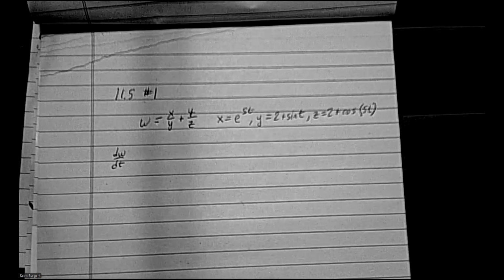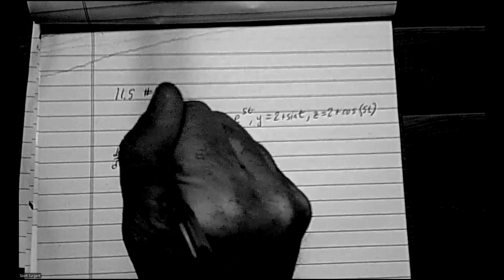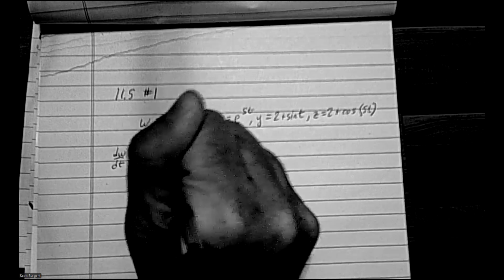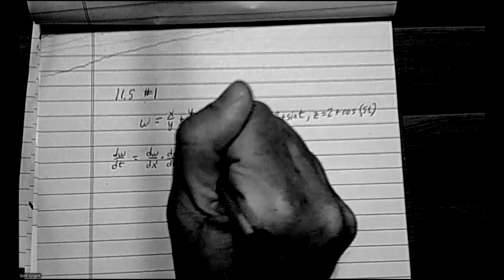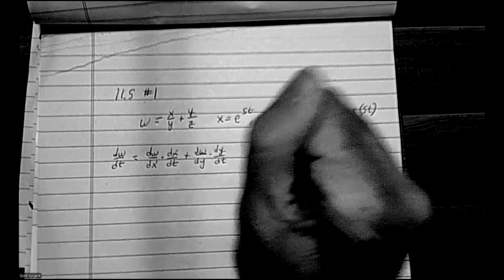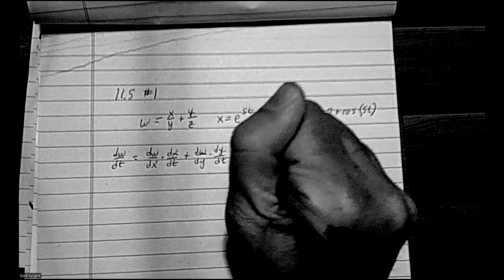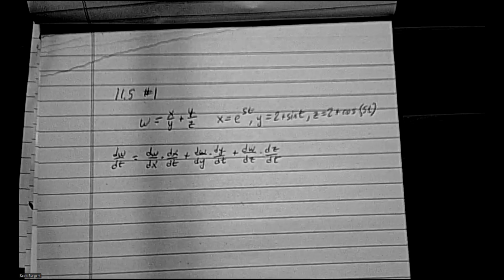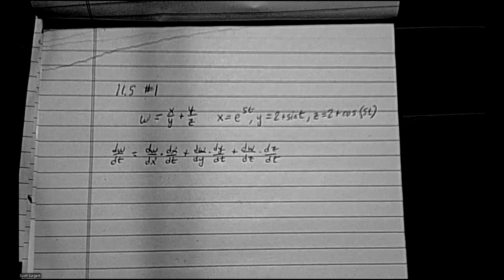We want to find dw/dt. That means we have to find dw/dx. So it's basically dw/dx times dx/dt, plus dw/dy times dy/dt, plus dw/dz times dz/dt. Okay, that's the chain rule all spread out.